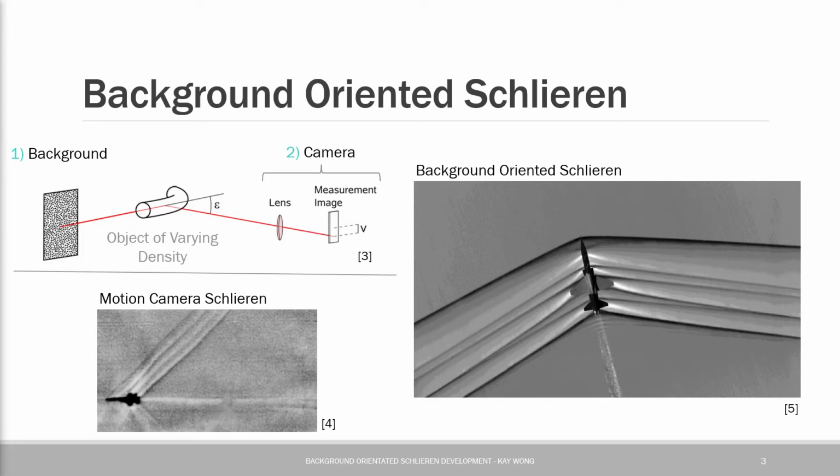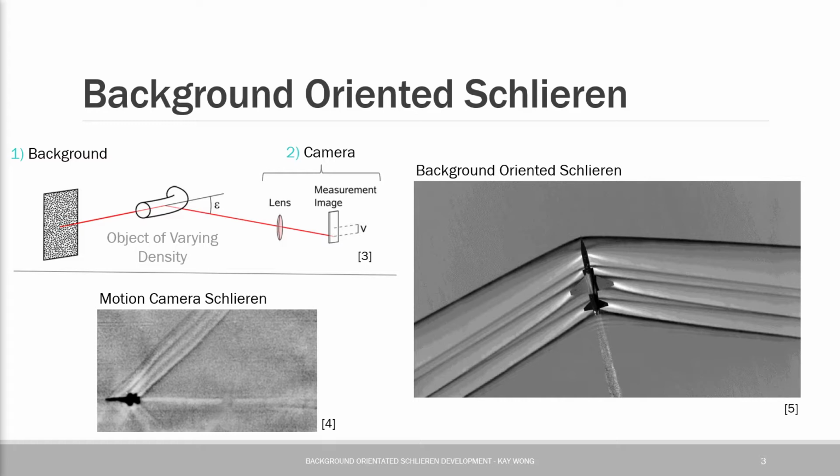BOS reduces complexity by removing the optical components and harnesses image processing. The setup consists of only a camera and a suitable background pattern, and 2016 results from NASA reveal high-resolution images of shockwaves surrounding the T-38 supersonic aircraft, with just a high-speed camera facing a desert background.